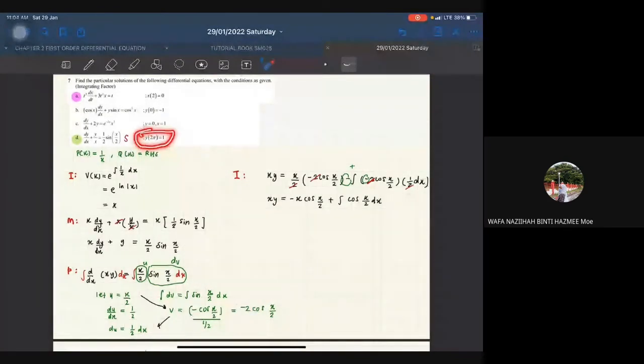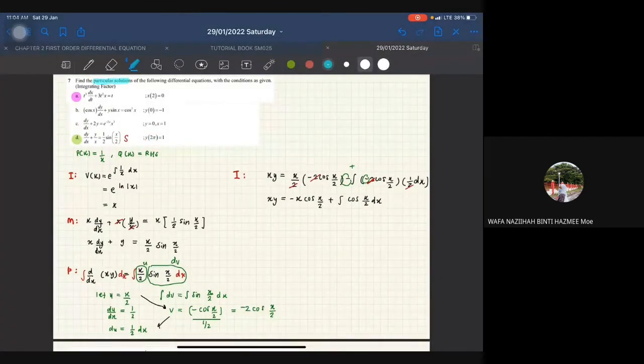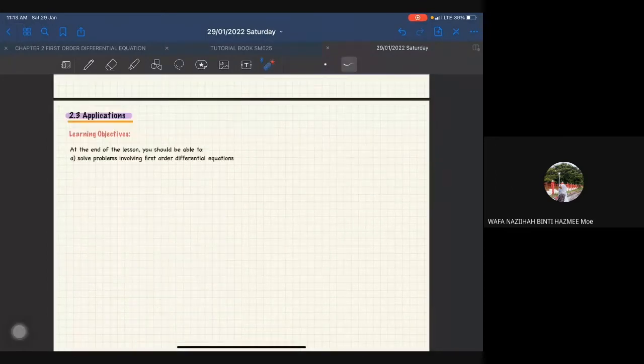You need to find the particular solution. I forgot about this one. Okay, dia bukan general solutions, dia particular. Kena baca soalan betul-betul. It's particular solution. Okay, so and kita dah discuss the last subtopic in chapter 2, which is applications.